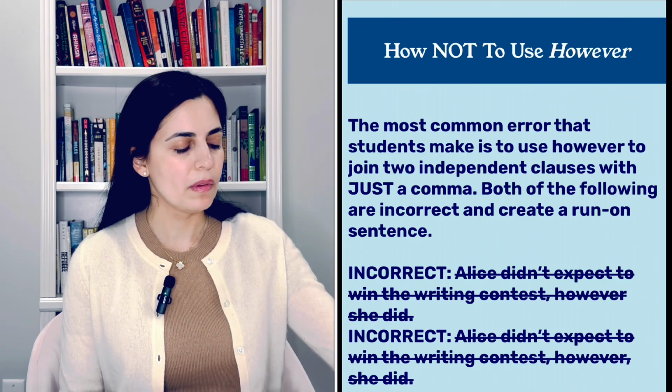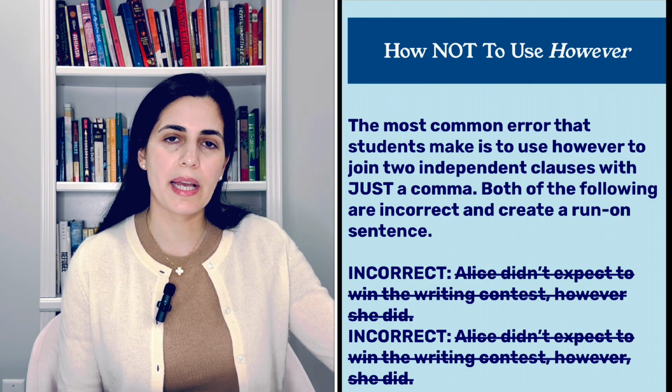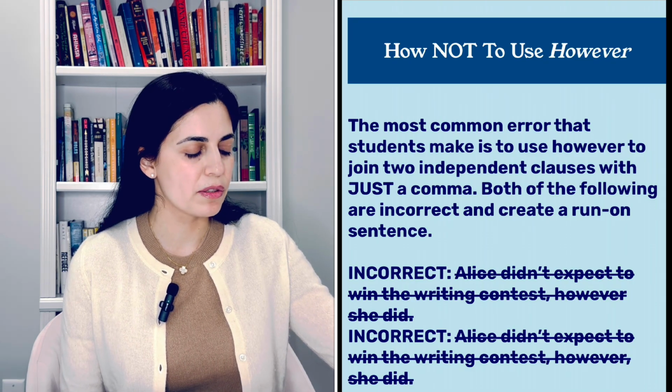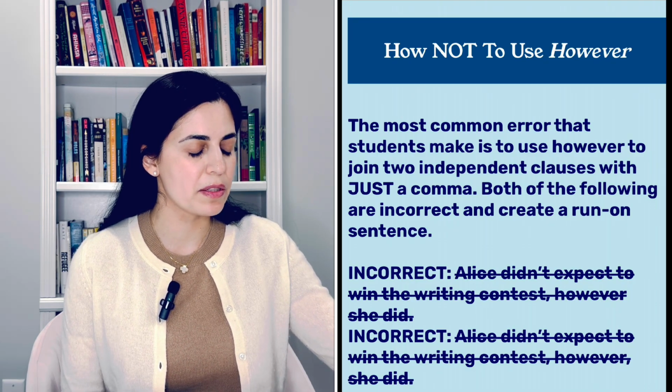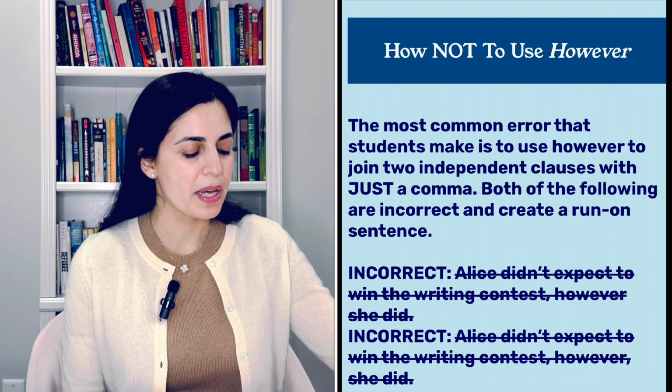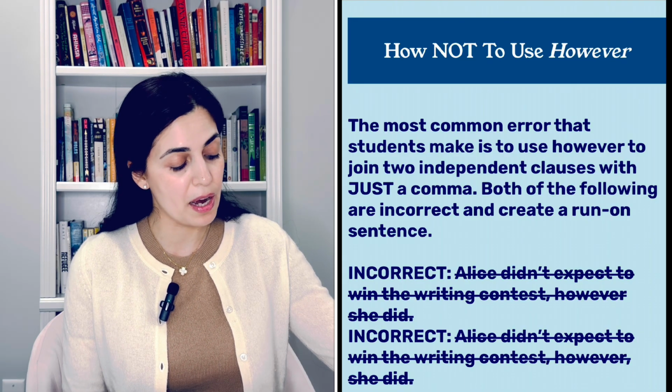So let's take a look at my slideshow and see what exactly I mean by joining two independent clauses with however and a comma beforehand. So I put two examples of something that's incorrect. Let's look at the first one. Alice didn't expect to win the writing contest, comma, however, she did. Another version of this would be Alice didn't expect to win the writing contest, comma, however, comma, she did.